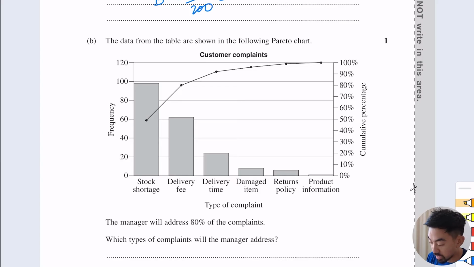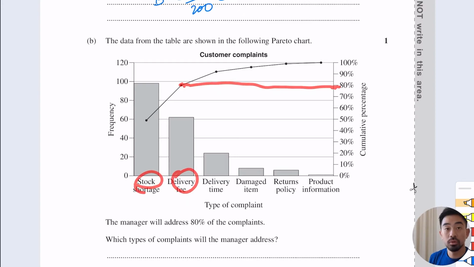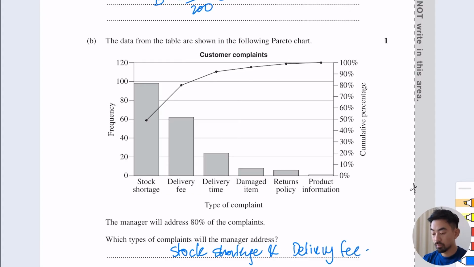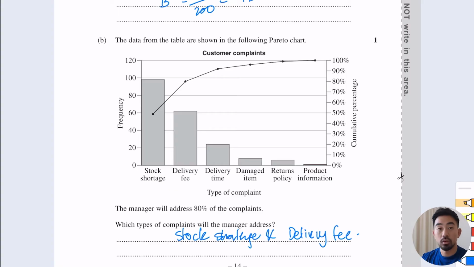Okay, so the manager will address 80%, so I just look at 80%. 80% hits delivery fee, so we're going to be talking about these two things. So stock shortage and delivery fee. Okay, cool.